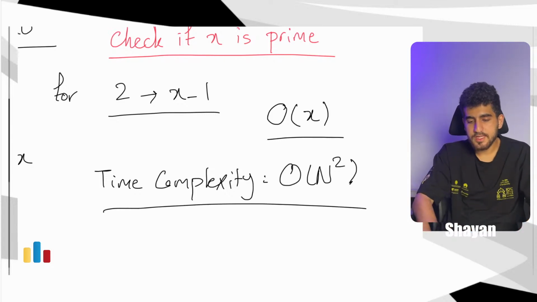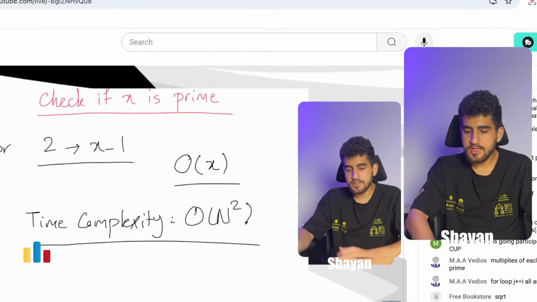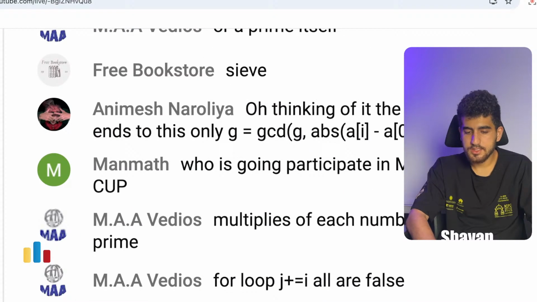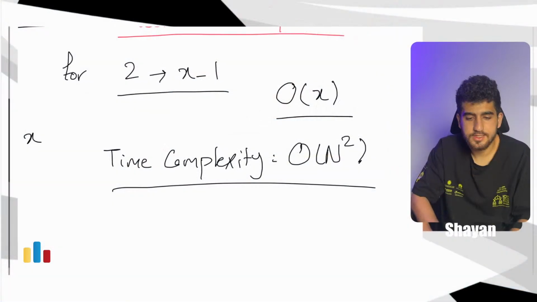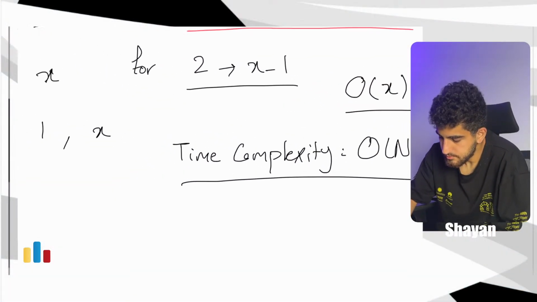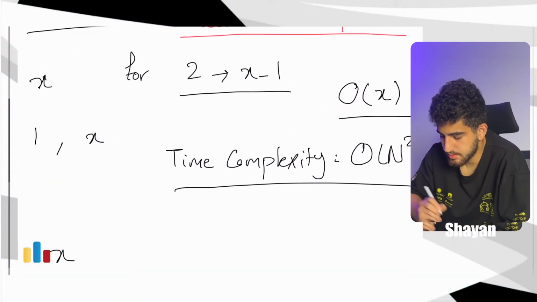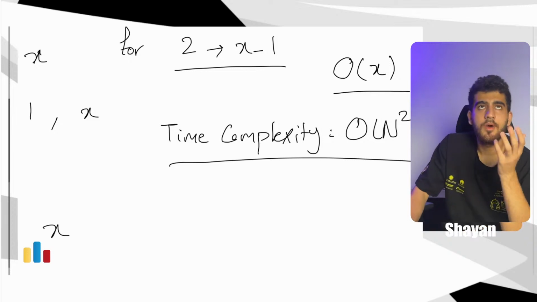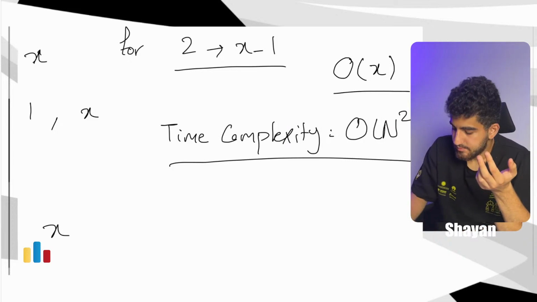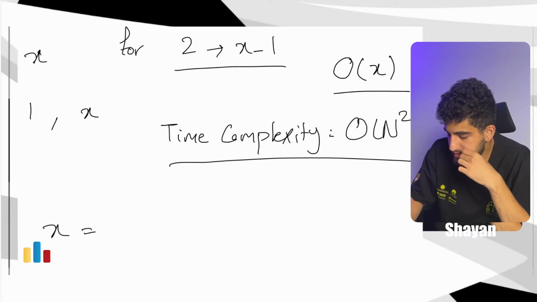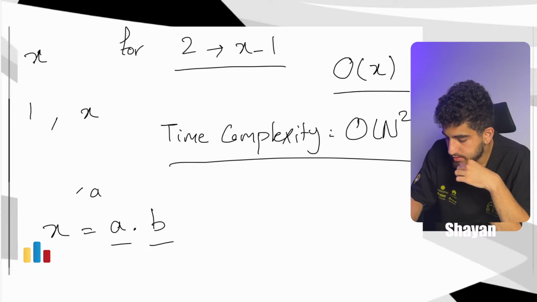And in order to improve it, exactly, the idea that we can use is sqrt. Well, the point is that if a number is not prime, for example, if x is not prime, it has divisors other than 1 and itself. For example, you can show it as a times b, such that both a and b are greater than 1 and less than x.